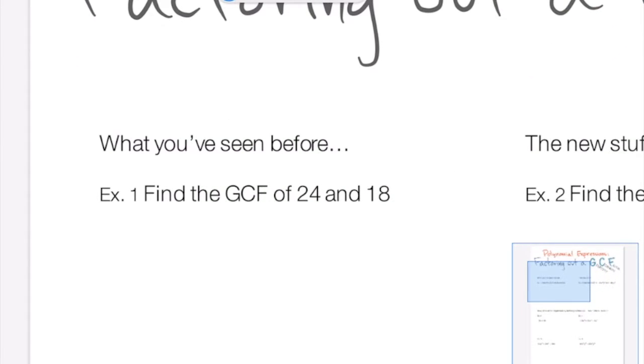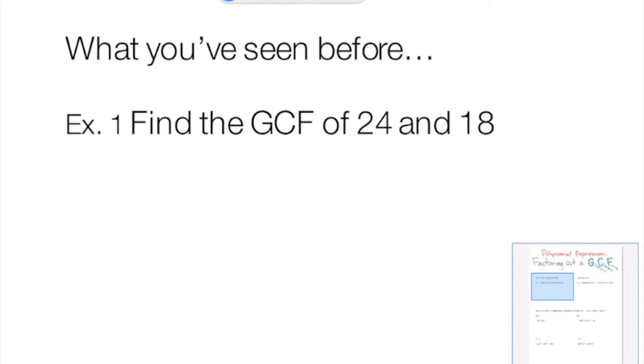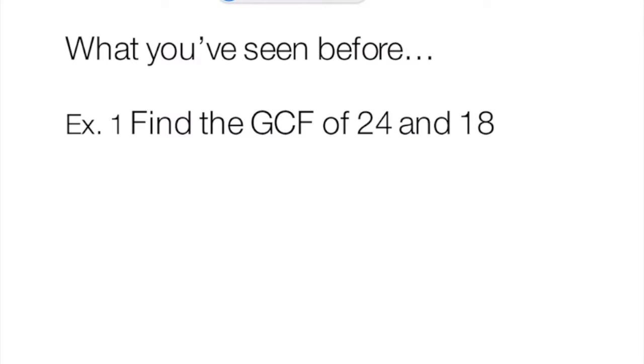Now, you've seen greatest common factor in the past. It's been in a context like this, where a question will ask you to find the GCF of 24 and 18. And some of you, I suspect, already know that the greatest common factor of 24 and 18 is 6. Just in case you've forgotten, let's talk about how you would find that.